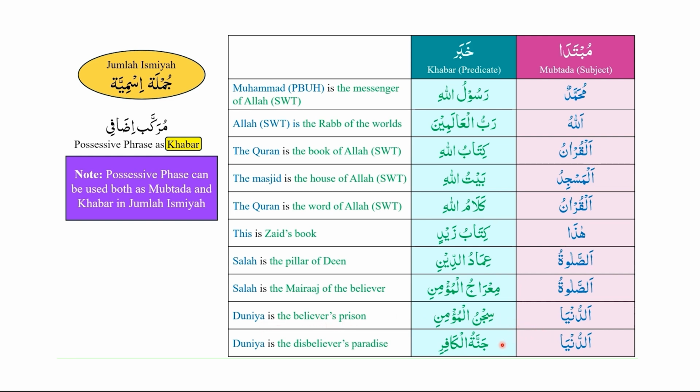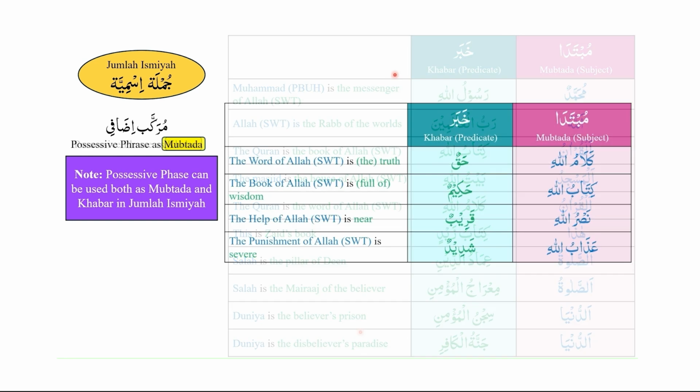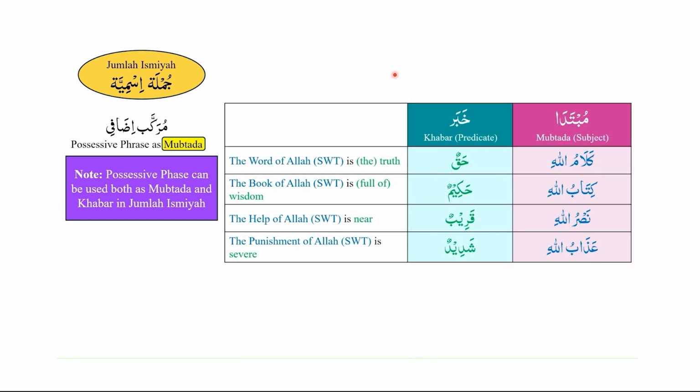Ad-dunya jannatul kafiri. Dunya is the disbeliever's paradise. In the following examples, we will study the use of murakkab izafi as mubtada in Jumla Ismiyah.